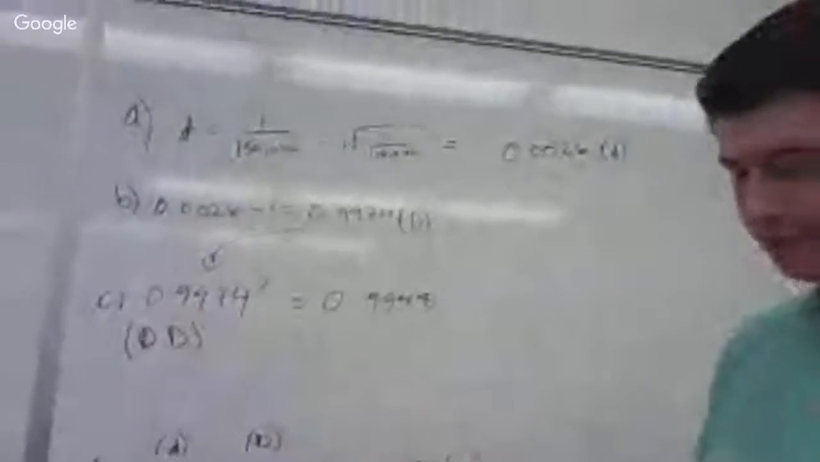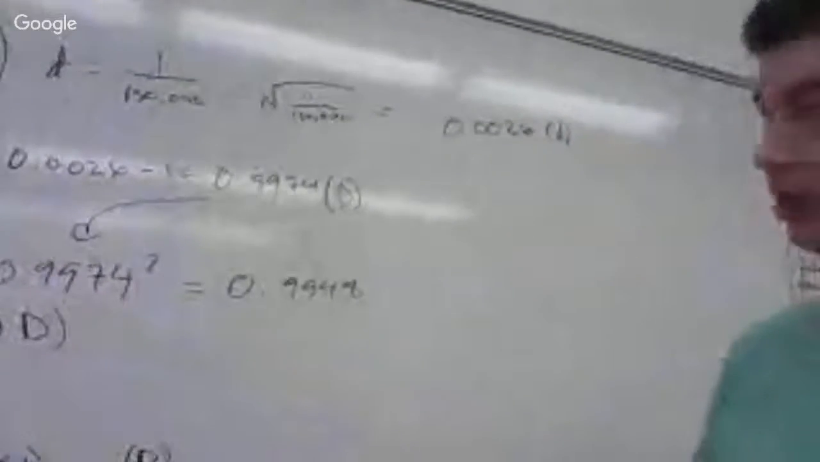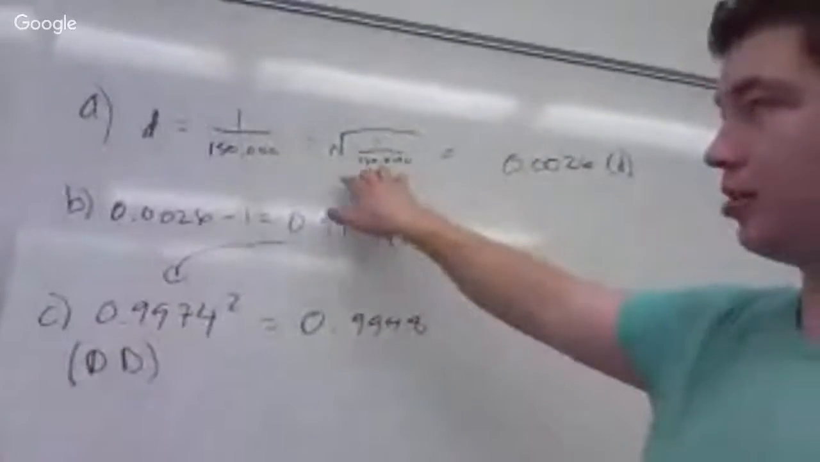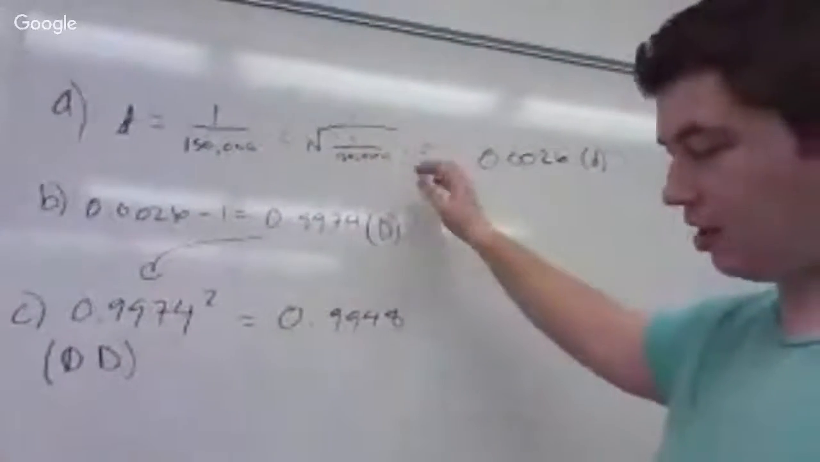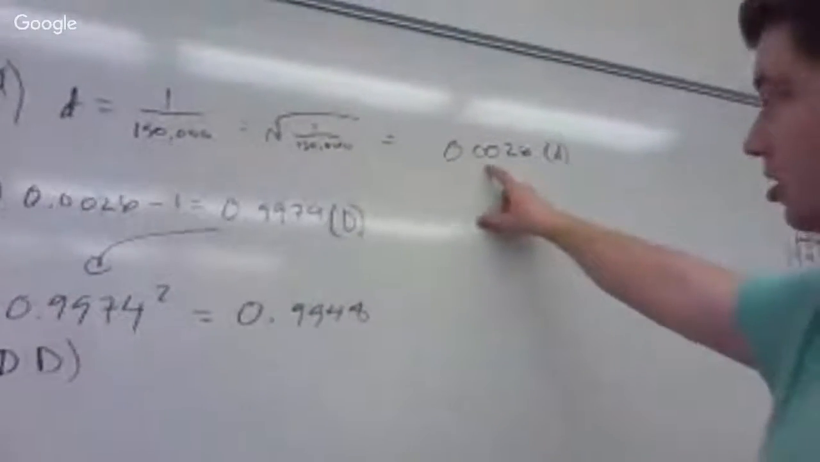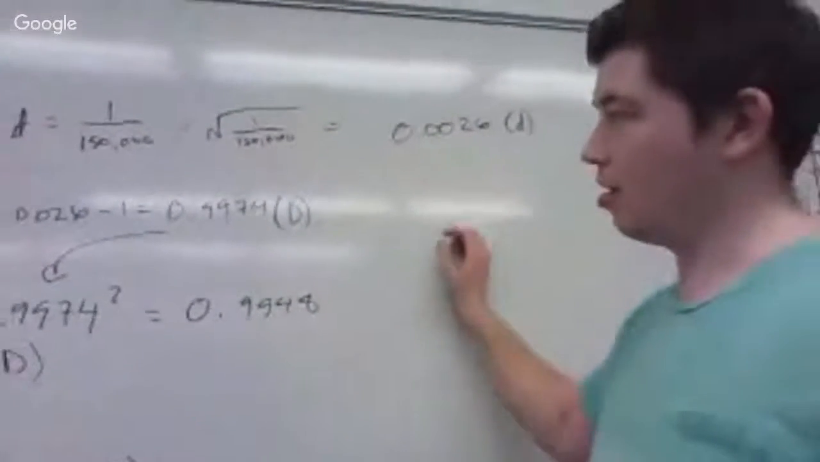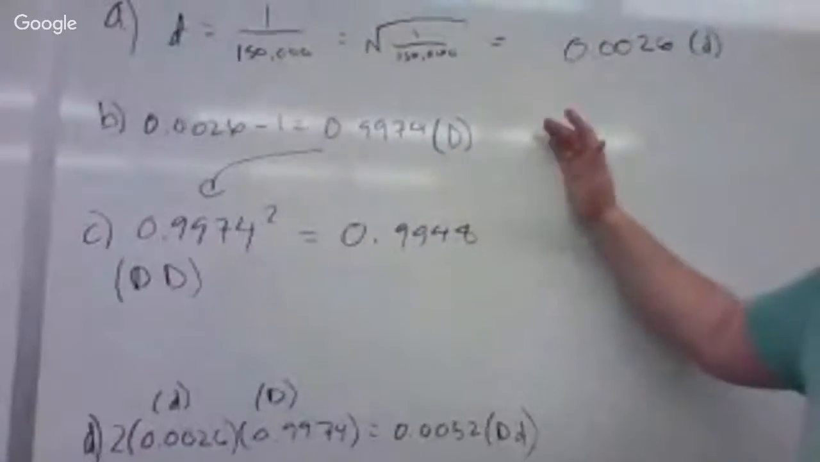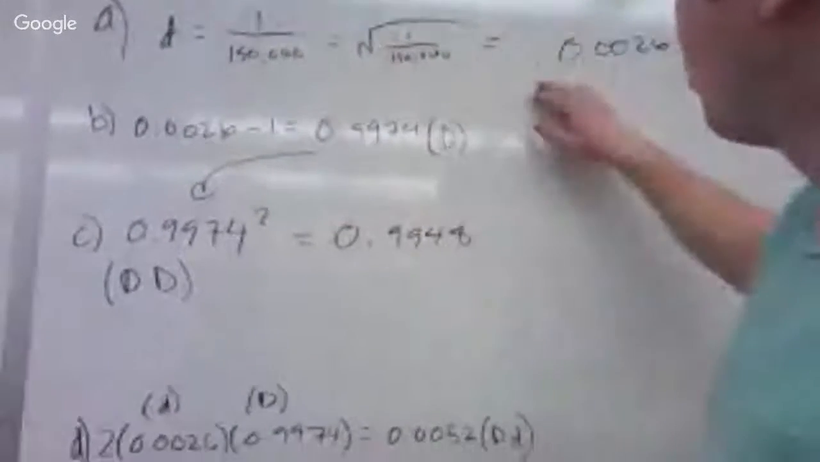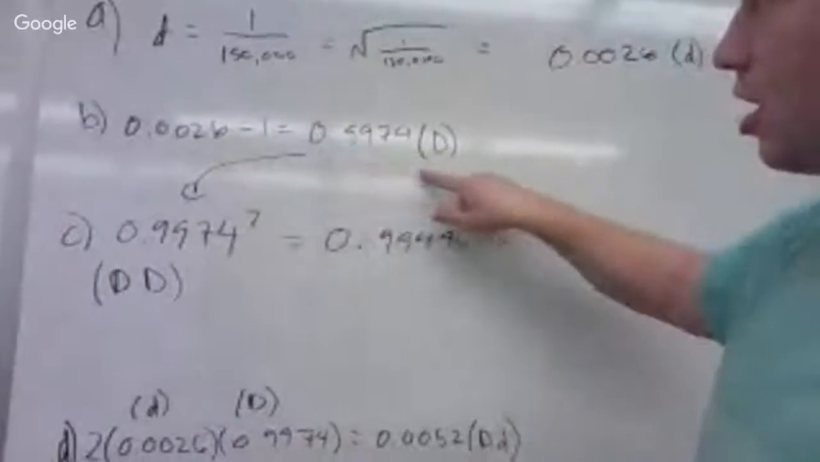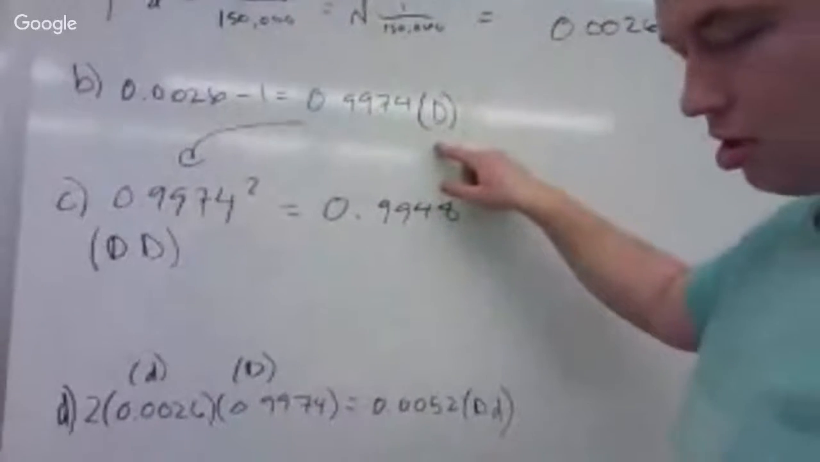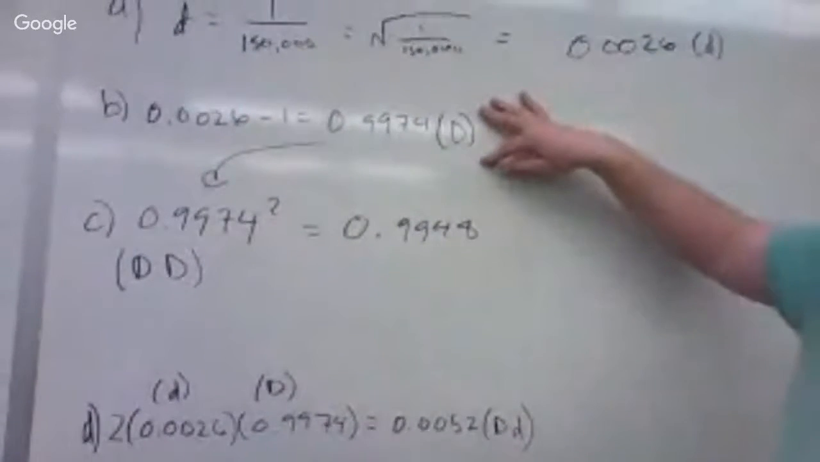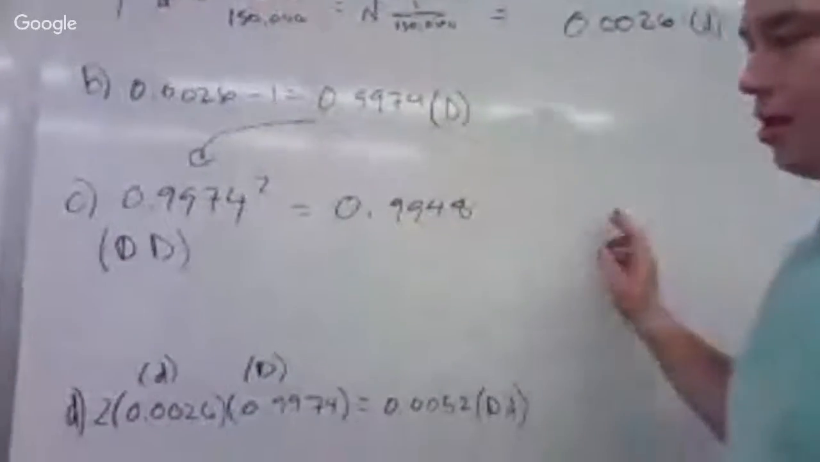For number 1, there's a probability of 1 in 150,000. You can see here. So you have to take the square root of that to find Q, and that comes out to be 0.0026. And then for B, you have to do the reciprocal of that. So you take 1 minus this to get the probability of our P, and that's 0.9974, or in other words, the dominant in the recessive.